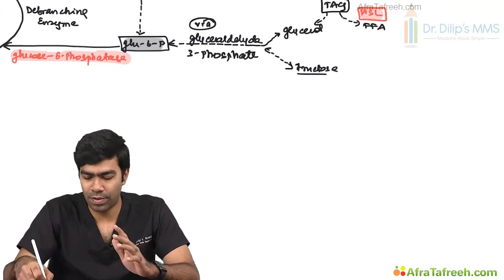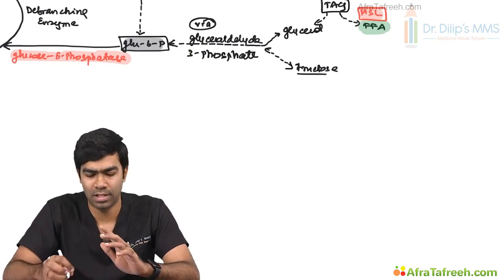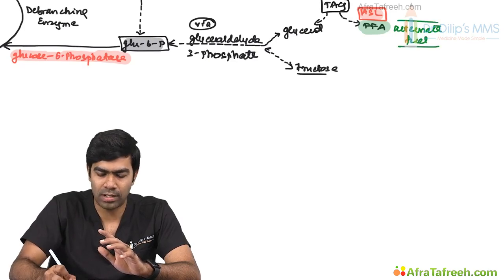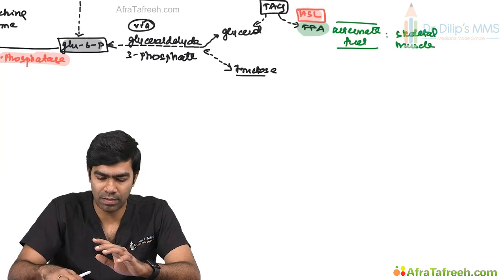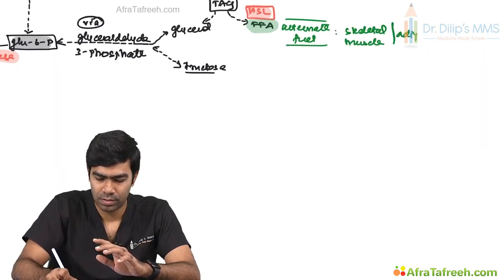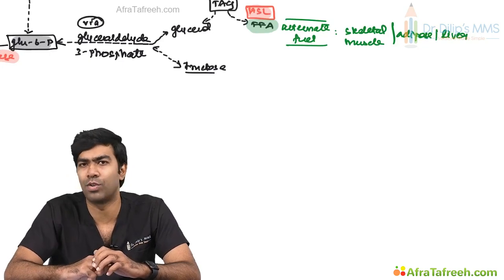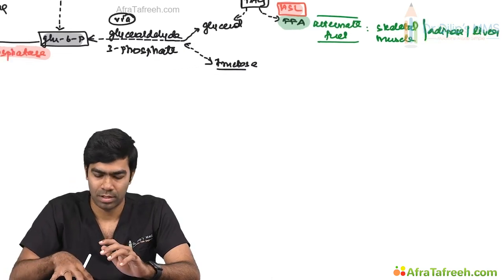So free fatty acids. What about free fatty acids? The free fatty acids that are produced by the hormone-sensitive lipase during fasting states is going to act as a source of alternate fuel. And it can be utilized by certain organs like skeletal muscle, adipose tissue, and by the liver itself. So why are they using this as a source of fuel during fasting states? Because they are going to spare glucose for other organs which are dependent on glucose, like brain and the RBCs.